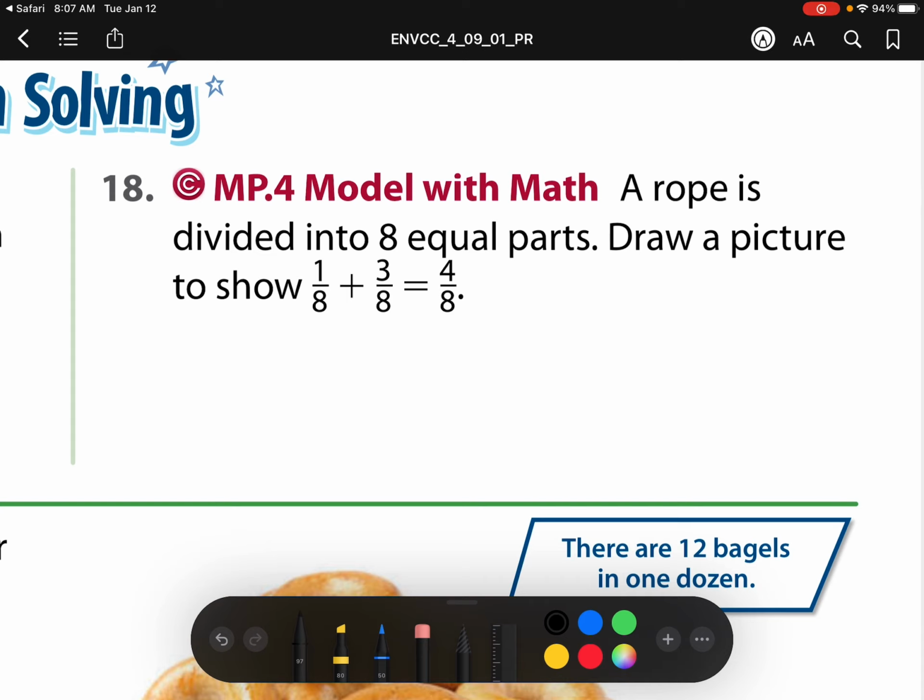Now, our next one, we have a rope that is divided into 8 parts. Draw a picture to show 1/8 plus 3/8 equals 4/8. Well, here we would have a picture of 1/8, and here we would have 3/8.